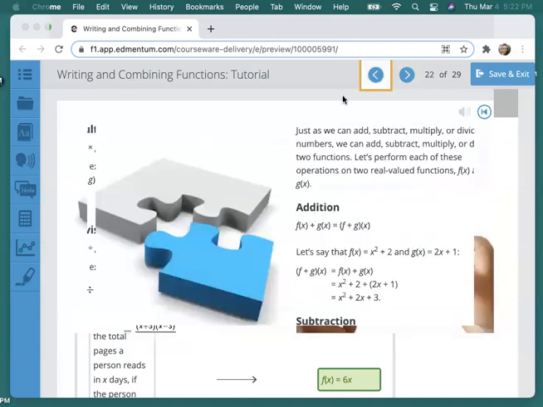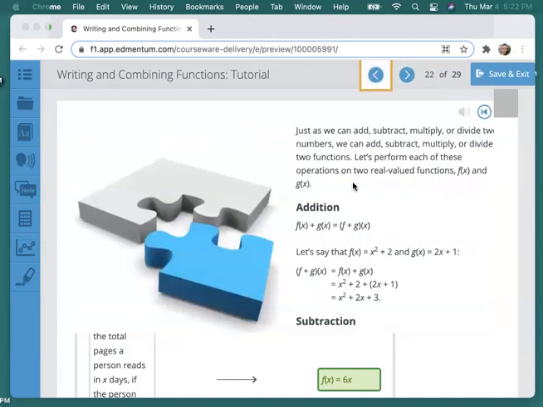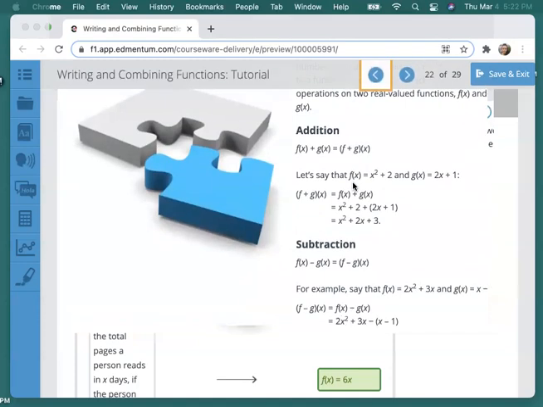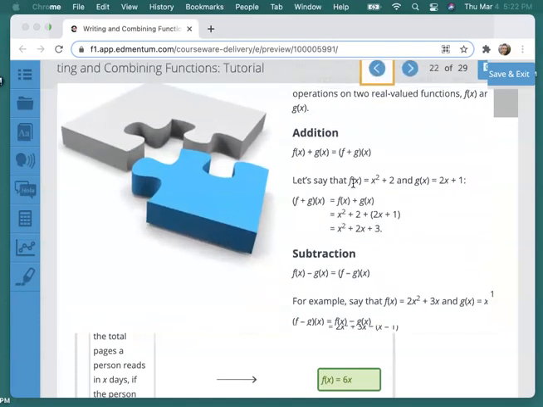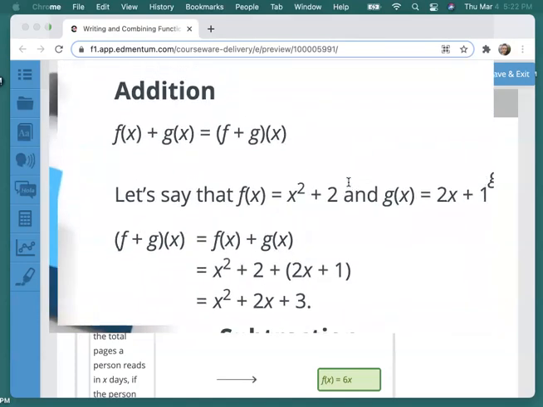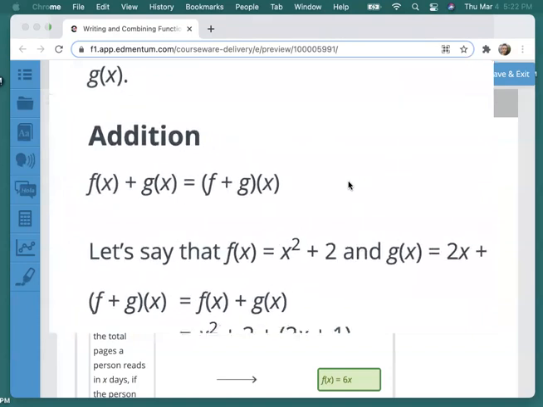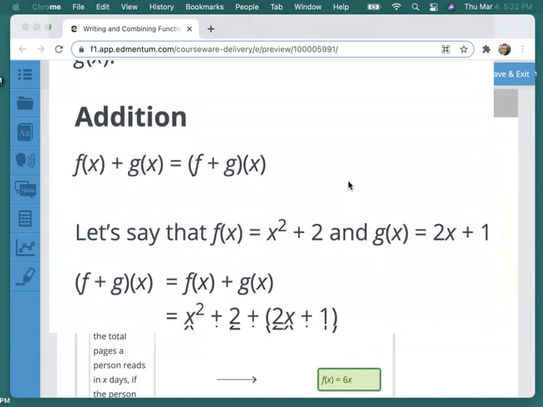Okay, so let me go over these. Writing and combining functions. Let me zoom in on addition. So if we have 2 functions, f of x and g of x, and we're going to add them, f plus g of x. So f of x is x squared plus 2. G of x is 2x plus 1.